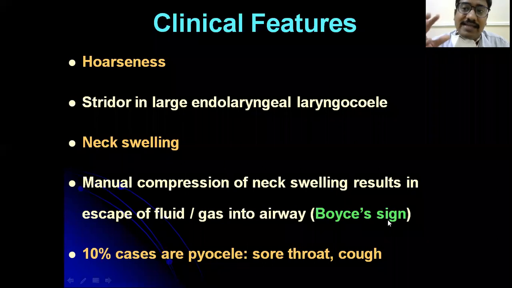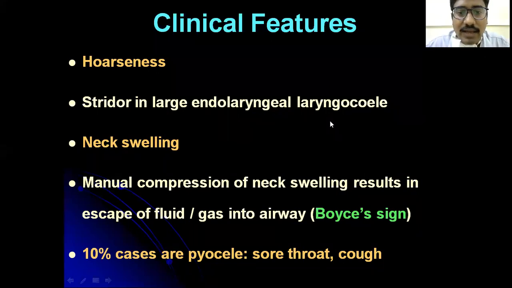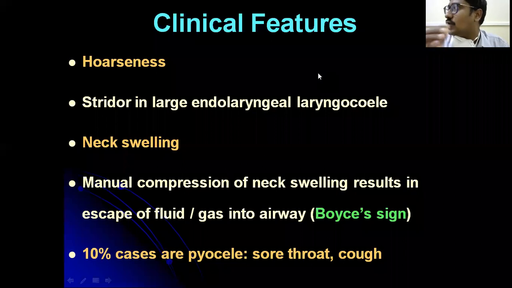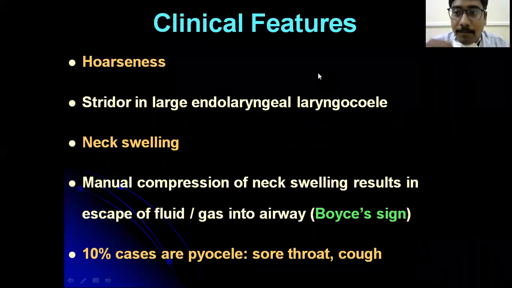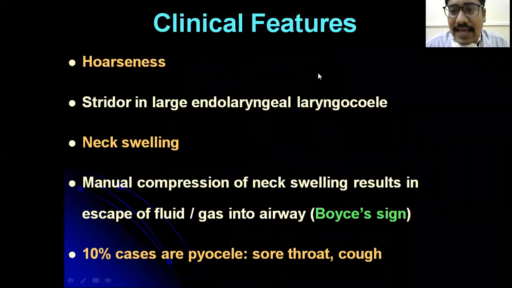So that gargling sound which is present on pressing the external laryngocele is Bryce's sign, not Boyce's sign. Where will we see Boyce's sign? Pharyngocele. Excellent. It is the Zenker's diverticulum. The gargling sound on compressing the Zenker's diverticulum is called Boyce's sign. But the gargling sound which we hear on compressing the laryngocele is called Bryce's sign. Bryce's sign is for laryngocele.